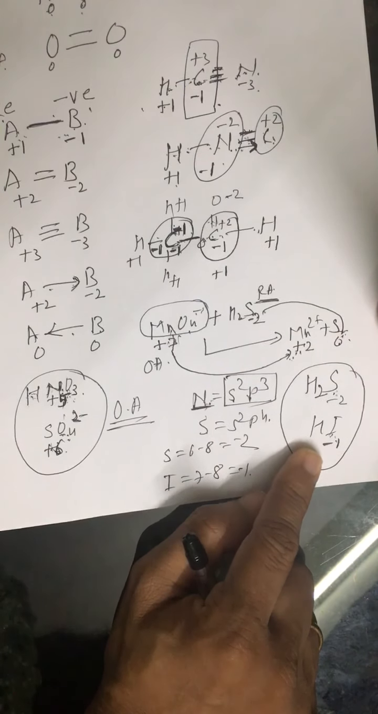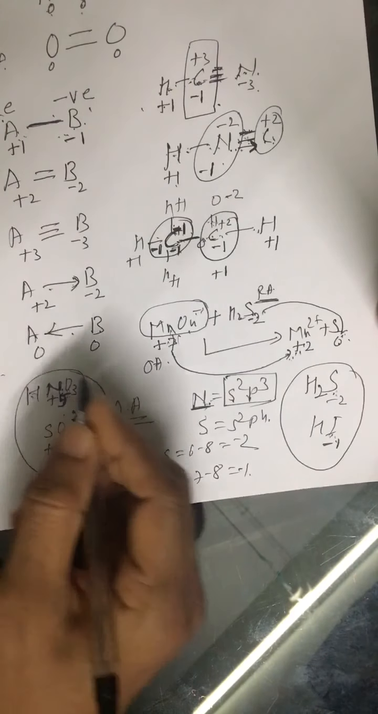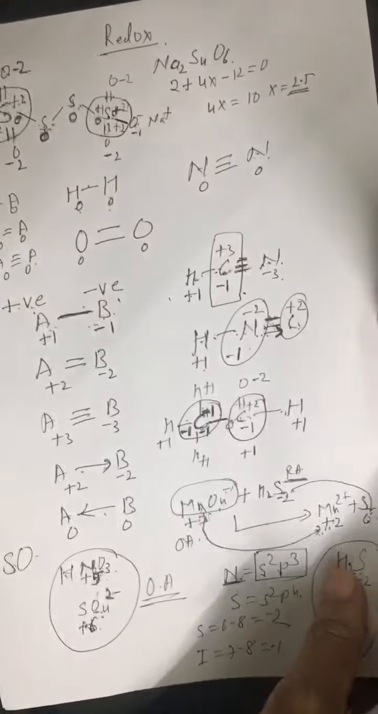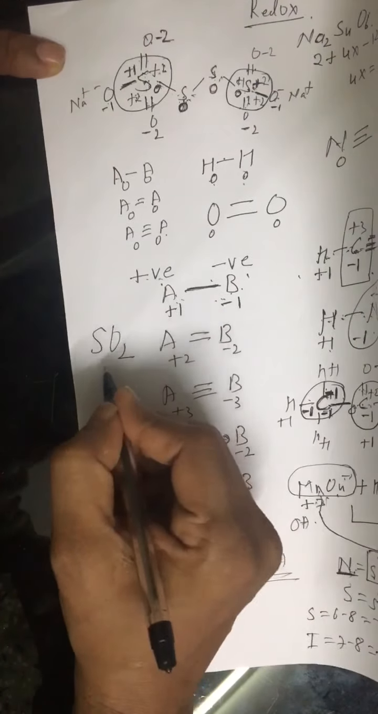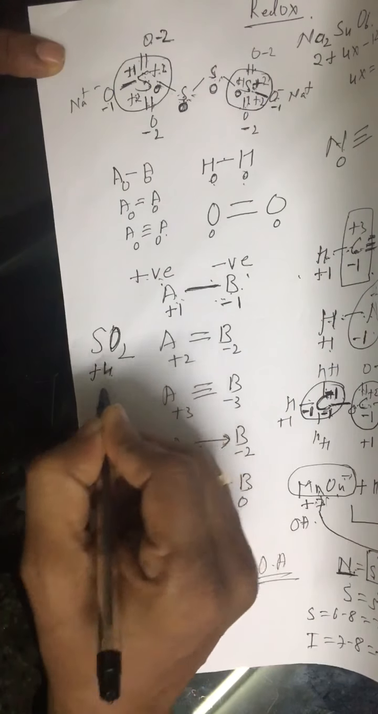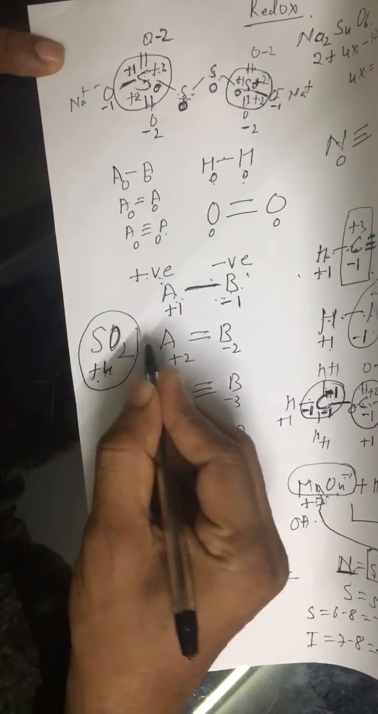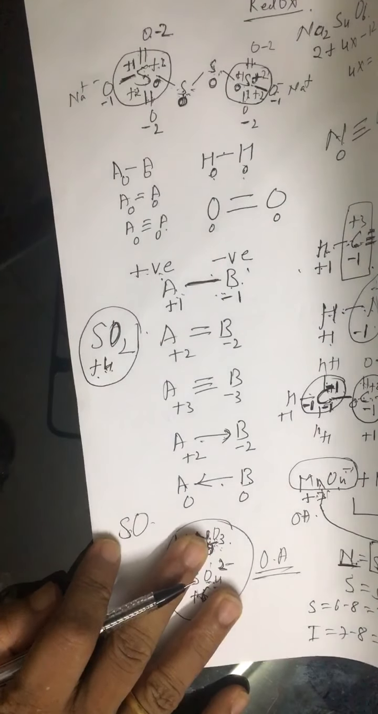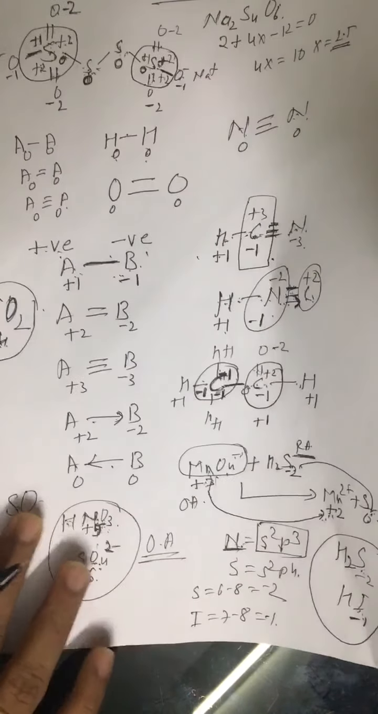If it is neither highest nor lowest, like SO2, where the oxidation state of the central atom is neither the highest +6 nor the lowest -2, then such compounds can behave as oxidizing agent as well as reducing agent. Alright, so this is it.